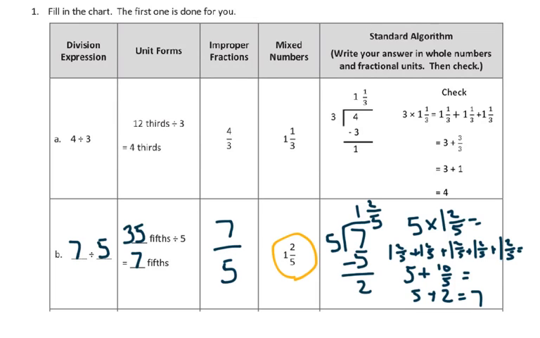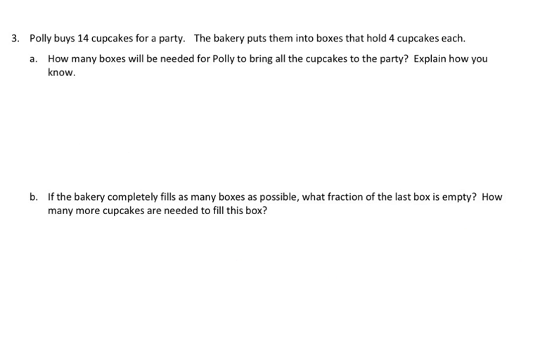They're going to give you one of the boxes, and then you're just going to have to solve the rest that are around it. The next problem for the homework that we're going to be looking at is problem number 3. This problem says, Polly buys 14 cupcakes for a party. The bakery puts them into boxes that hold 4 cupcakes each. Part A says, how many boxes will be needed for Polly to bring all the cupcakes to the party, and explain how you know.